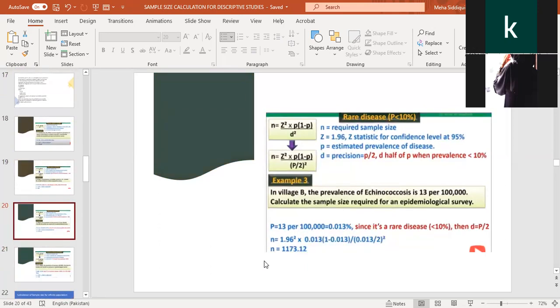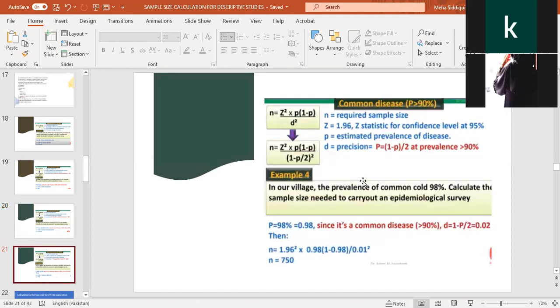Another example, in village B, the prevalence of echinococcus is 13 per 100,000. Again, you can see the prevalence is less than 10%. Calculate the sample size required for an epidemiological survey. Again, putting all these values, 1.96 as Z, and prevalence is 0.013. And again, we are using this formula. So we get the sample size of 1,173.12.